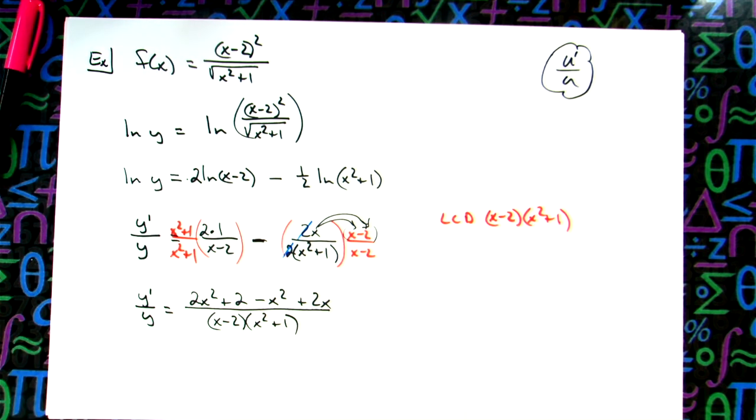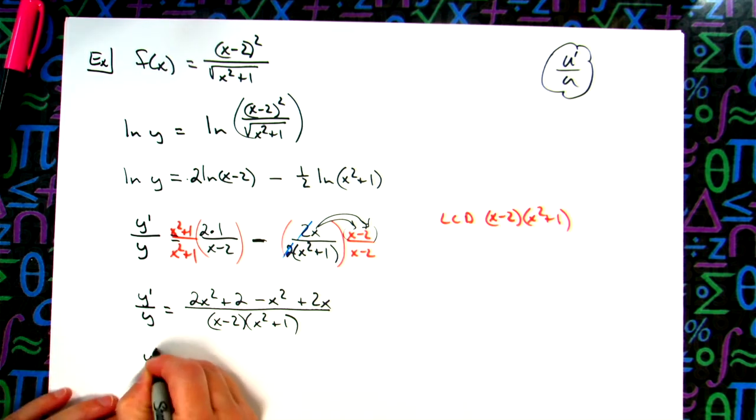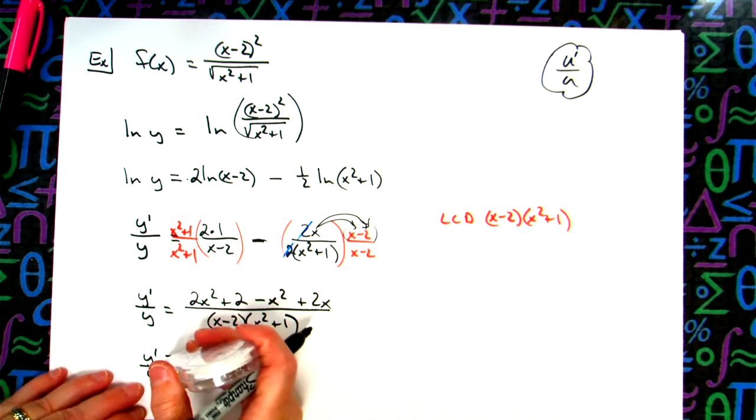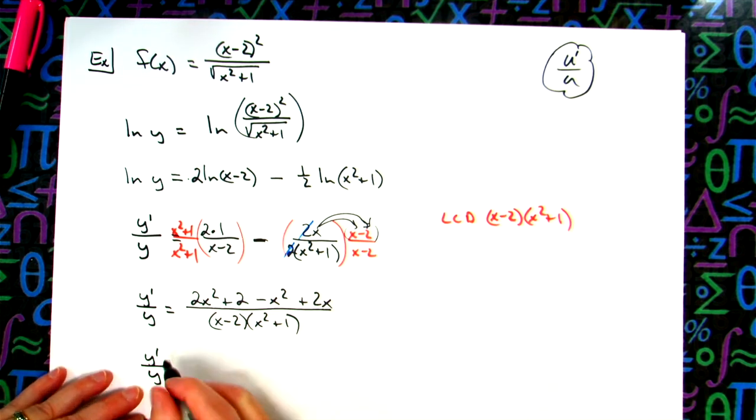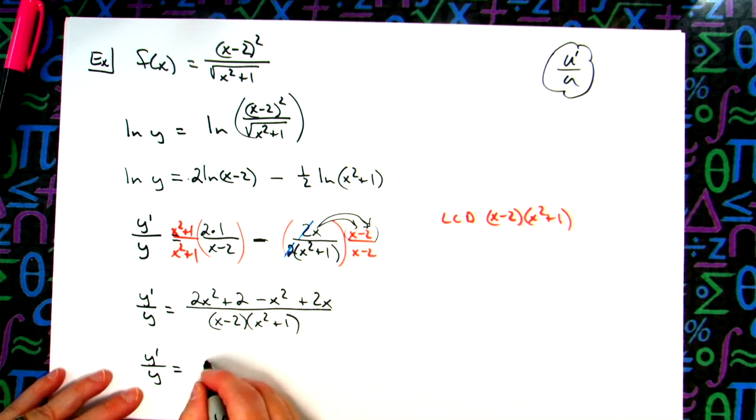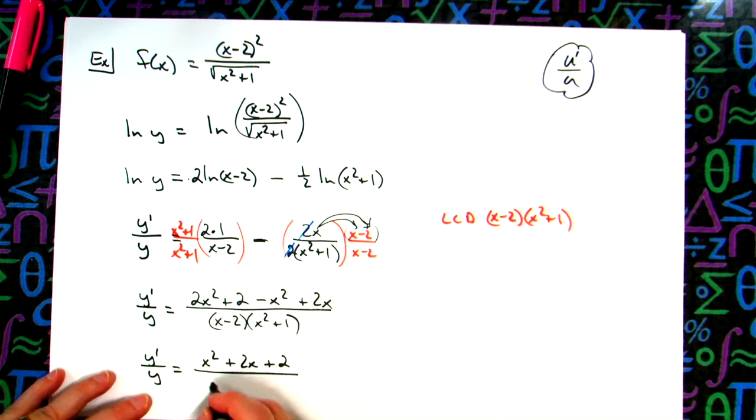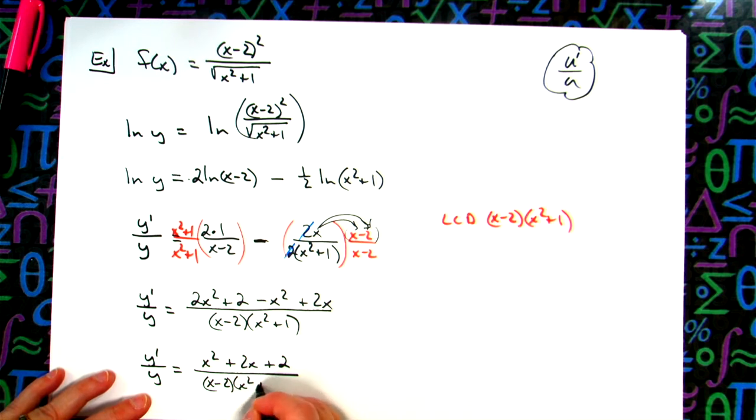I can combine some like terms and simplify a little bit here. So I'll have a y prime over y. Almost forgot my over y. x squared plus 2x plus 2. All I did was combine those like terms. x minus 2. Don't let me screw up. x squared plus 1.